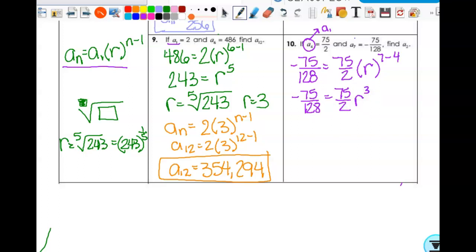So now how am I going to get r cubed by itself? Well, I can't take the cube root yet. I got to get rid of that 75 over 2. You got two choices. You got a decent calculator. You can literally divide negative 75 over 128 divided by 75 over 2. That's fine. Or you can multiply by the reciprocal, whatever makes the most sense to you. Doesn't really matter to me. So then we get that r cubed is equal to negative 1 over 64, which means that r is equal to negative 1/4.